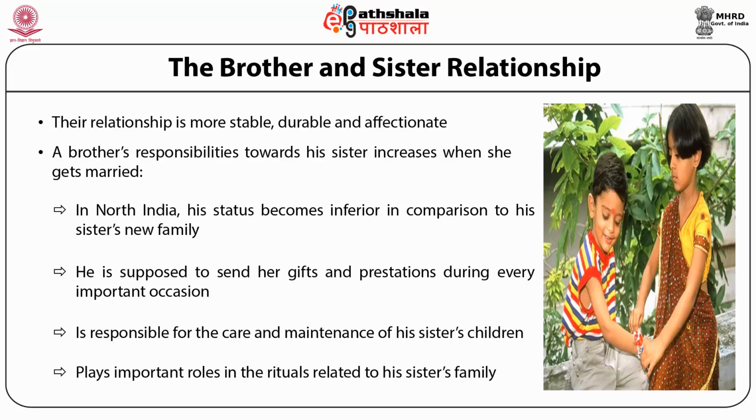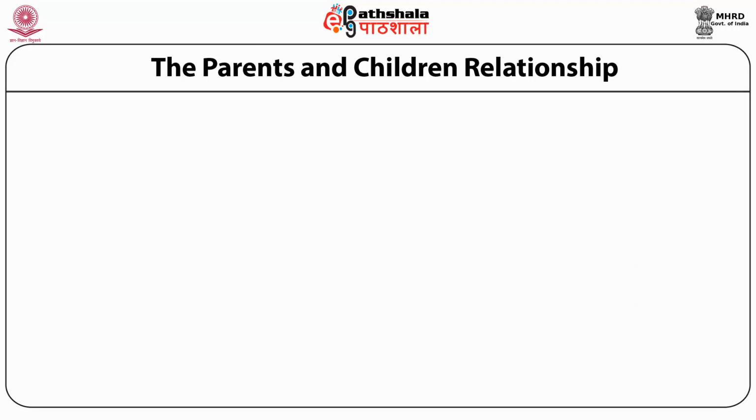In return, the sister acts as a mother to him. She takes care of him from childhood, spends time and plays with him, and shares his joy and sorrow. On the eve of Raksha Bandhan, the love between a brother and sister is clearly evident. The importance of a mother's brother is especially realized in matrilineal societies where the ownership of property is in the hands of the sister, but its management is done by her mother. Example, the Nayars of Kerala. The parents and children relationship.